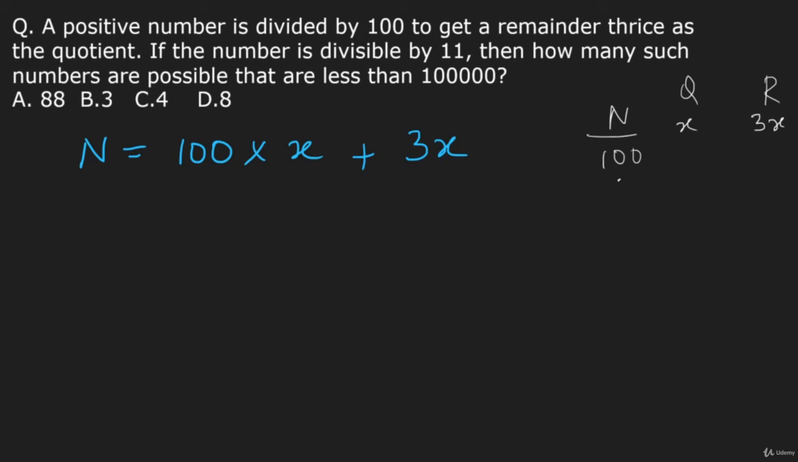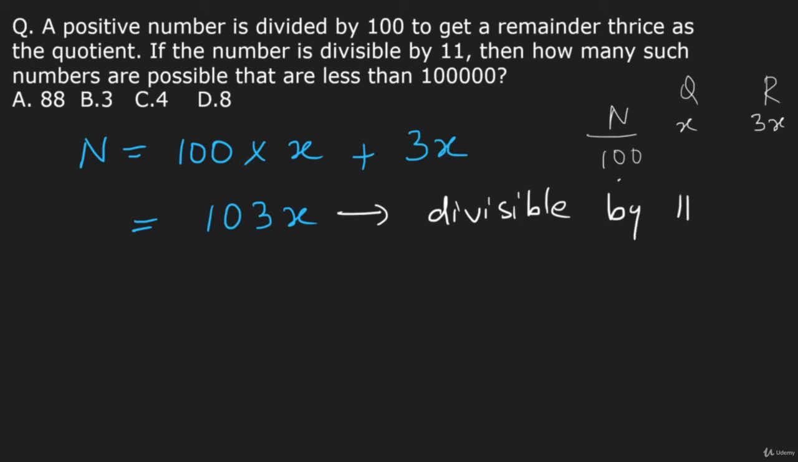All right. Now 100x plus 3x can be simplified as 103x. And it is mentioned that this is divisible by 11. So if 103x has to be divisible by 11, I know that 103 is not divisible by 11, right? I know 99 is divisible by 11, so the next value that will be divisible by 11 is 99 plus 11, which is 110. So 103 is not divisible by 11.